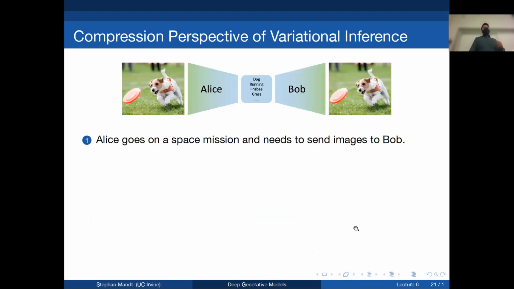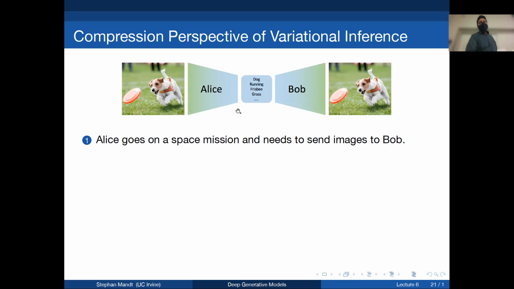Now, this again brings us back to this compression perspective. The autoencoder can be thought of as essentially taking a high-dimensional data point as an input, converting it into a short message, such that a sender and a receiver, Alice and Bob, can easily, without a lot of redundant information, communicate the content of that high-dimensional input.